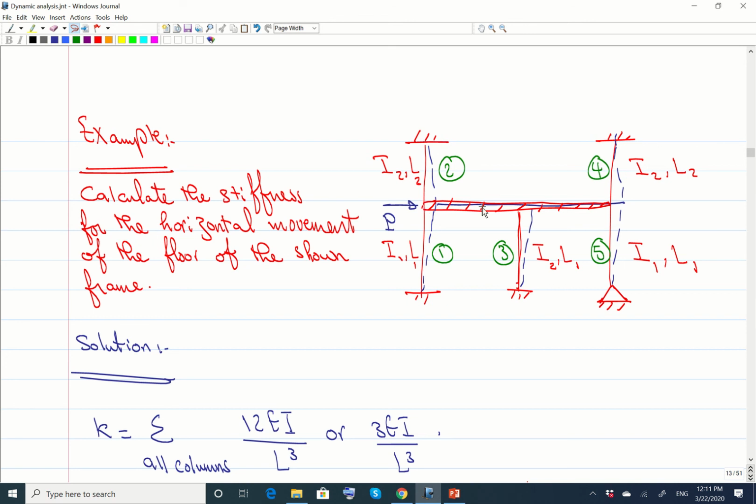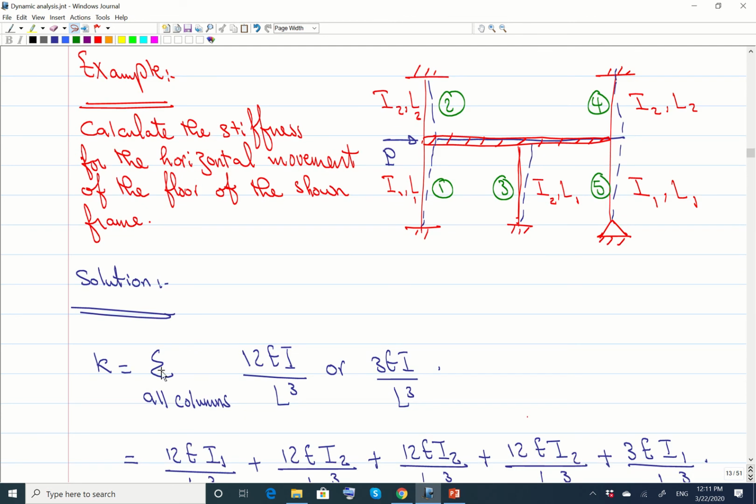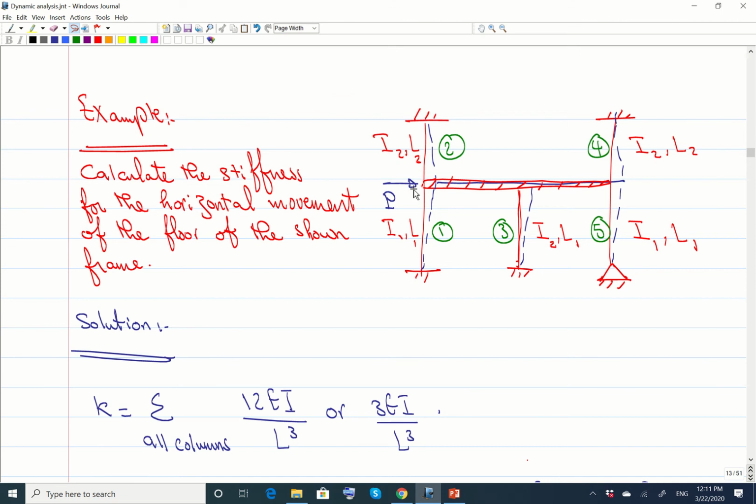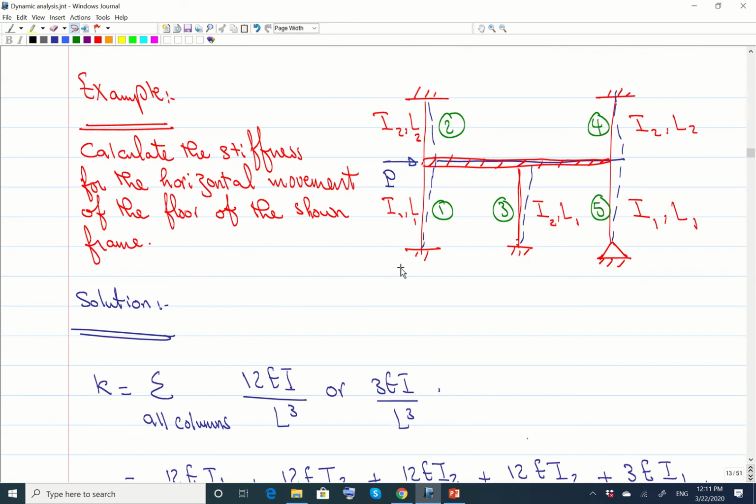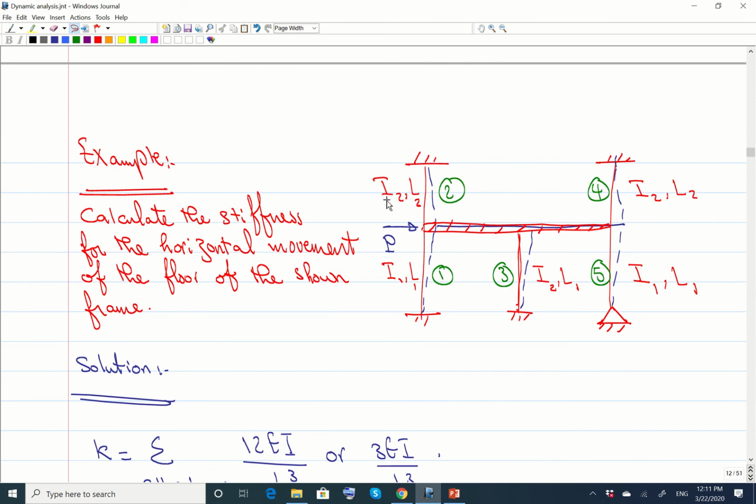For this floor to move, the ends of all those 5 columns will move. Each column has EI and length, and they have different lengths L1, L2, L3, and the moments of inertia are not equal. So simply the stiffness is going to be the summation of all 12 EI divided by L cubed if we have a rigid floor, or 3 EI divided by L cubed if we have pinned connection. Here we have a rigid floor, so you just sum 12 EI divided by L cubed for each column, using the correct I and L for each column.